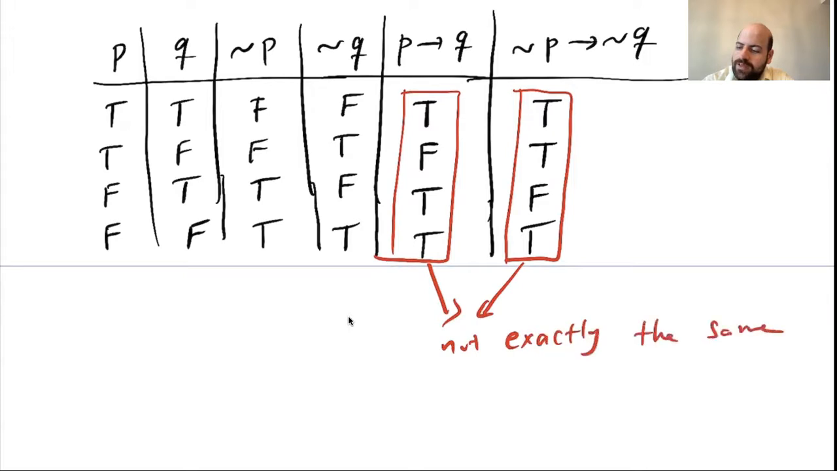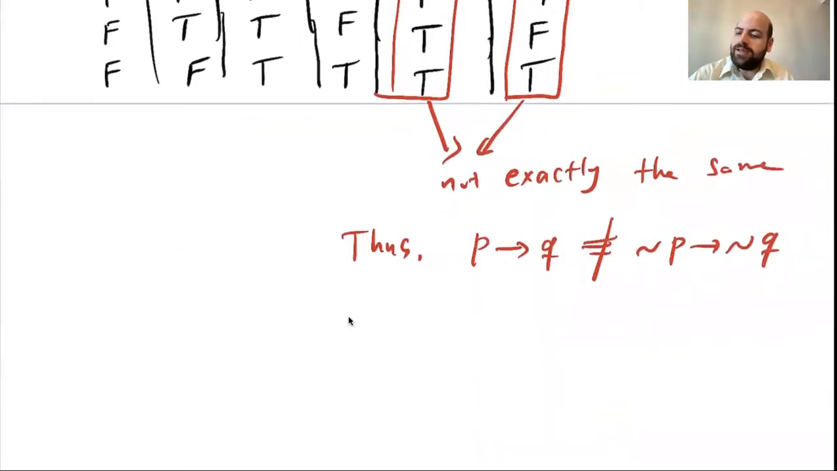So what does that mean? That means P implies Q is not equivalent with negation P implies negation Q.